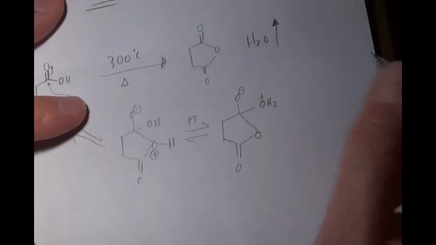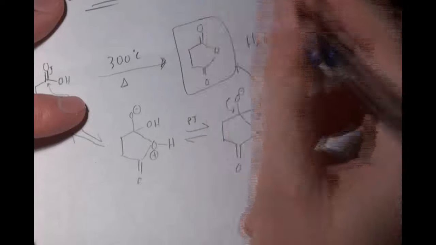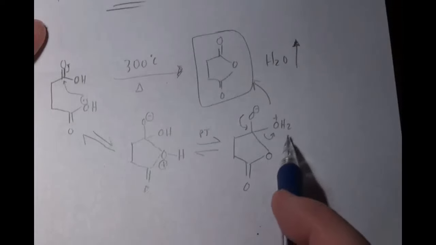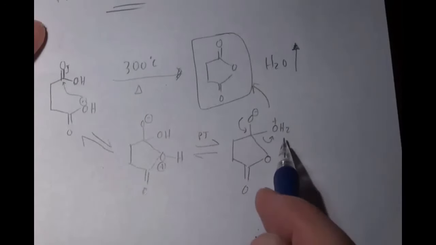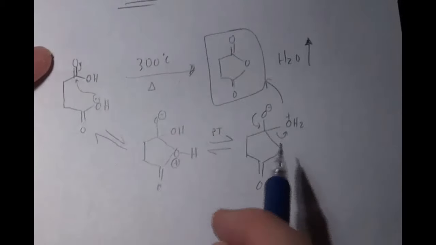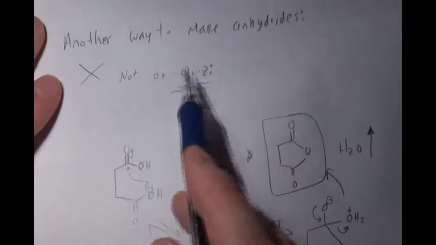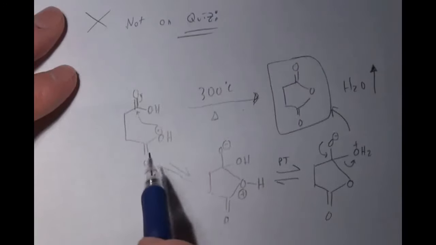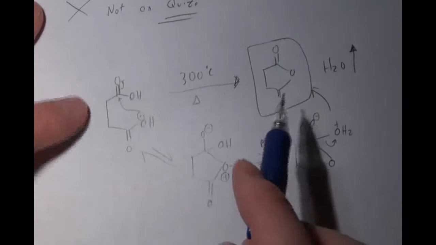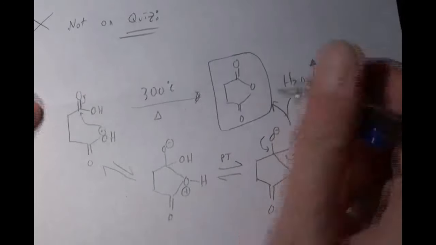Then we get that, and now we just kick this off. That's it. It's going to be kind of equilibrium, and then this is irreversible because we're kicking off something that's going to instantly turn into a gas at 300 degrees. So it's actually not that bad of a mechanism. You're going to learn a whole bunch of mechanisms this chapter, so this is not a high priority one. Okay, so not on quiz. This is just another way to make anhydrides. Basically cook carboxylic acids or like a dicarboxylic acid to super high temperatures, and that gives you anhydrides with the kicking off of water.